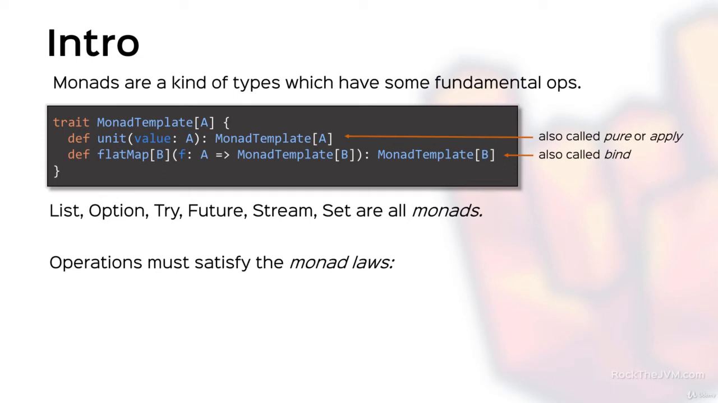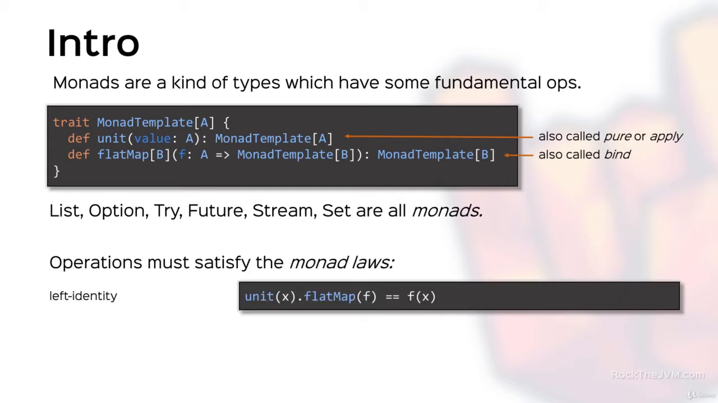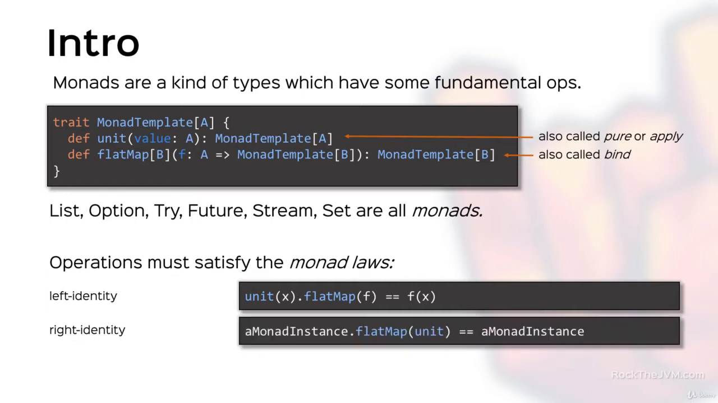Now, besides these fundamental operations, monads need to satisfy some monad laws. There are three monad laws. One is called left identity. That is, if you build a basic monad out of an element and you flat map it with a function, it should give you the function applied to that element. And in reverse order, if you have a monad instance and you flat map it with the unit function, then it should give you the same monad instance.